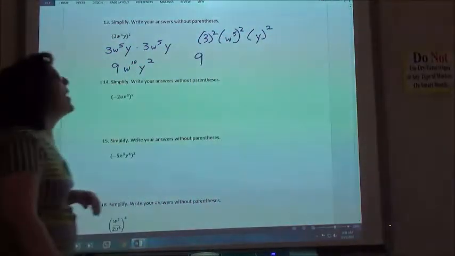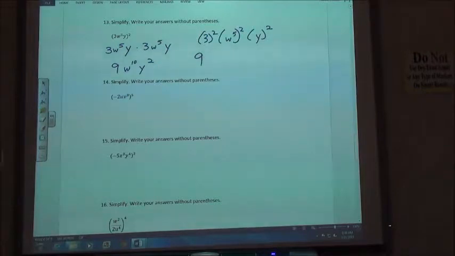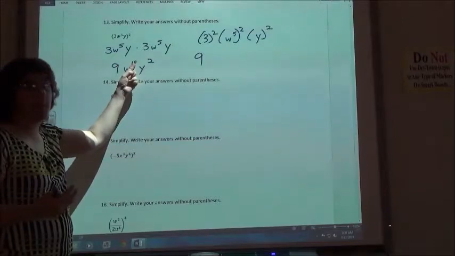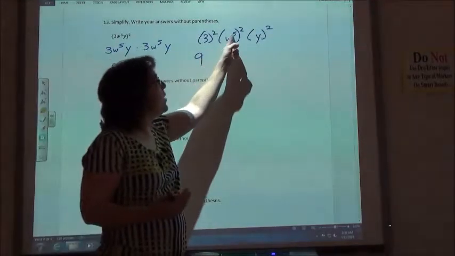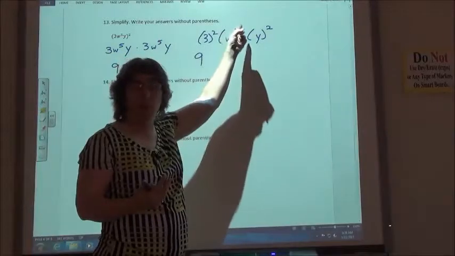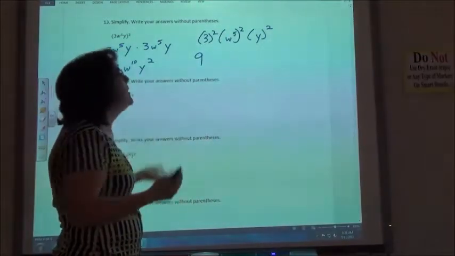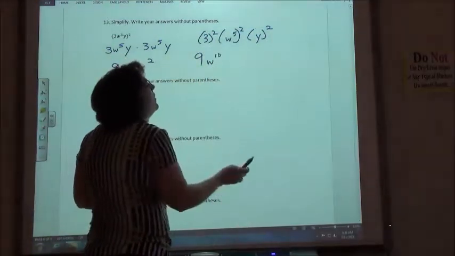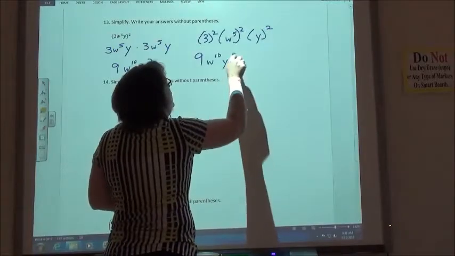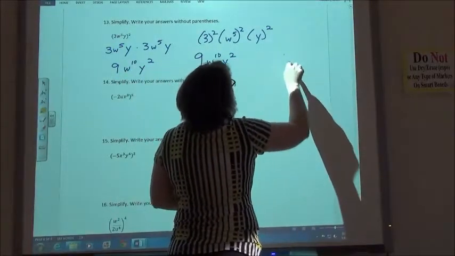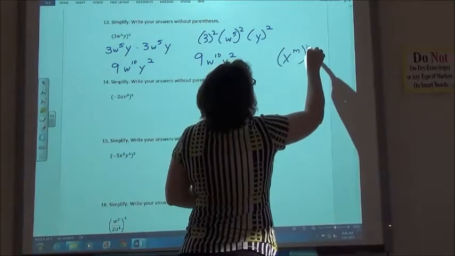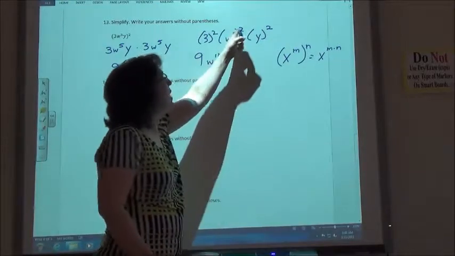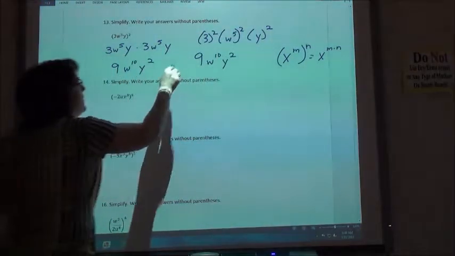Now here's the new rule that we haven't had yet. When I raise something to a power, notice when I took w to the fifth times w to the fifth, I added my exponents and I got 10. Well, the shortcut here is when I raise to a power, I can just multiply those two exponents together. W to the fifth and w to the fifth, I've got 2 of them. I end up with w to the 10th power. And then I have a y squared, so y squared. So they're going to say that I have x to the m raised to the nth power. I get x to the m times n. I multiply those exponents as my shortcut.